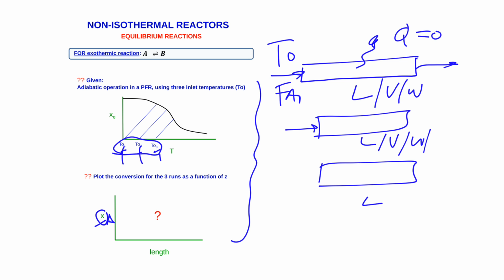So I want you to think about what is the slope of that line? What does it tell you? Where is it going to start? How is it going to look in the middle? And where is it going to stop?